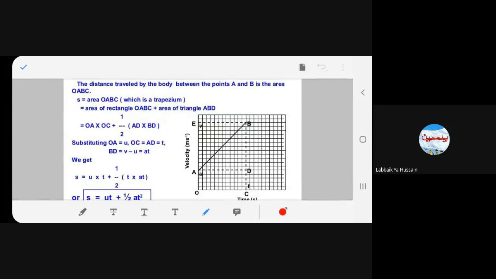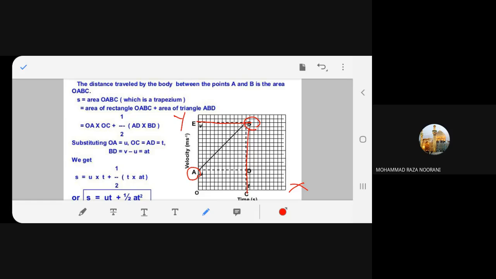Now the body is traveling from A to B. Agree? Same way, we are going to draw a perpendicular to the x-axis, and a perpendicular to the y-axis. Agree? Do you agree? Boys, do you agree with me? Yes, ma'am.